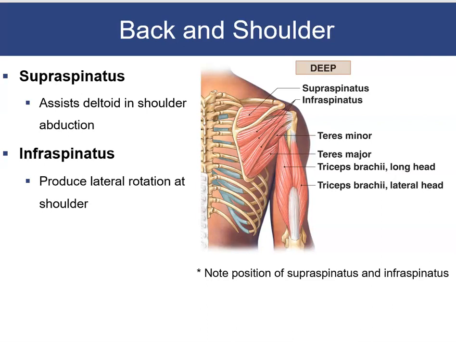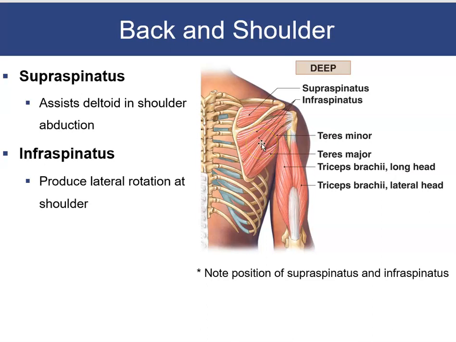Muscles at the back and shoulder. Some other ones here. We have the supraspinatus. Supra means above, spinatus, the spine. So this muscle is found above the spine of the scapula. This one assists the deltoid in shoulder abduction. So this would be a synergist to the deltoid.